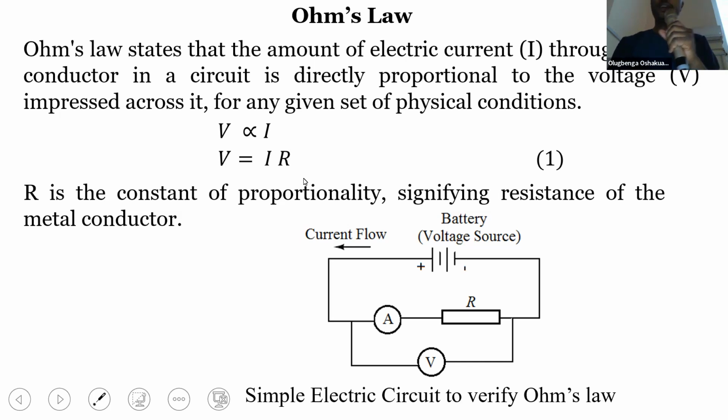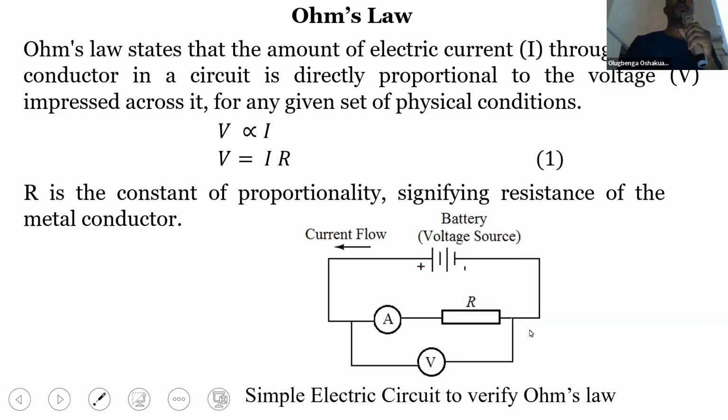So we have a diagram here, which shows a circuit containing a battery. The battery supplies voltage across the circuit. A is an ammeter, B is a voltmeter, but we are interested in the current that will flow through the resistor.